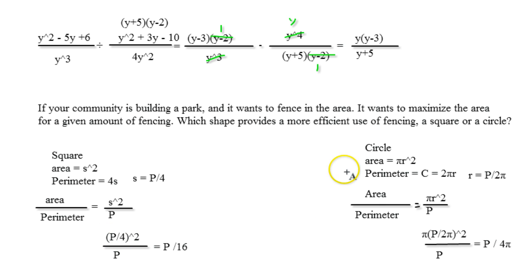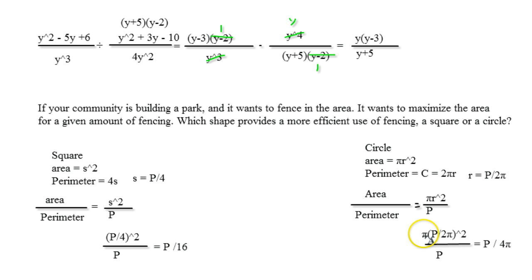Okay. Now with circle, area is going to be pi r squared. Perimeter, which is the circumference, is 2 pi r. So you solve for r, and r equals P divided by 2 pi. Okay. So area divided by perimeter is going to be pi r squared over P, and we replace r with P divided by 2 pi. Okay, and we're going to square that. Now when we get done simplifying everything, this is going to be P squared over 16 divided by P. So we're going to times it by 1 over P, which just gets us P over 16.